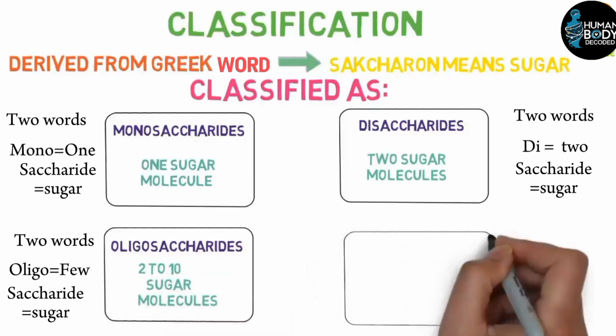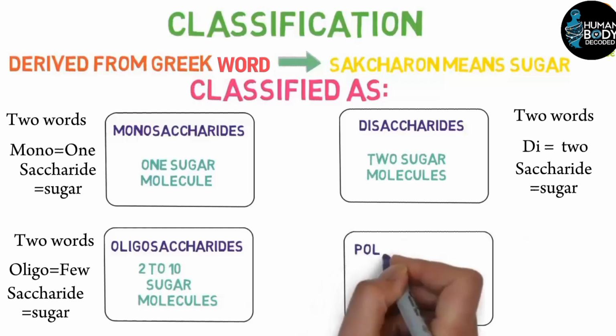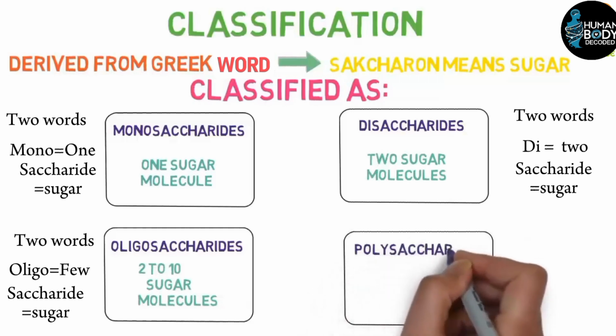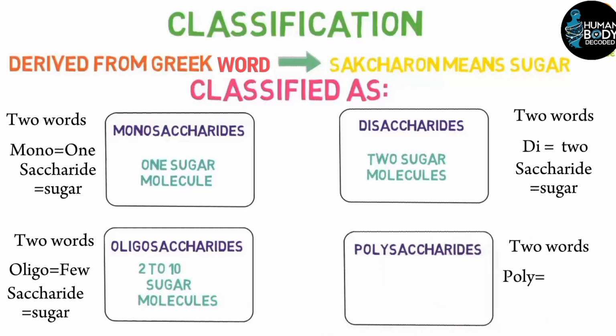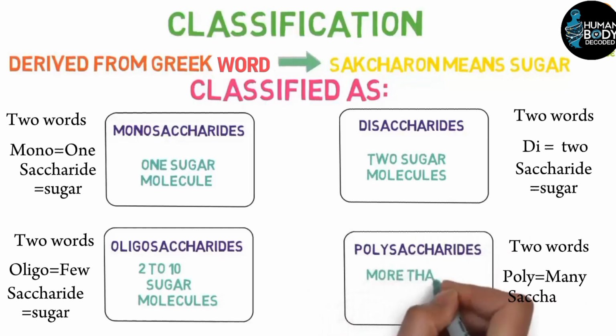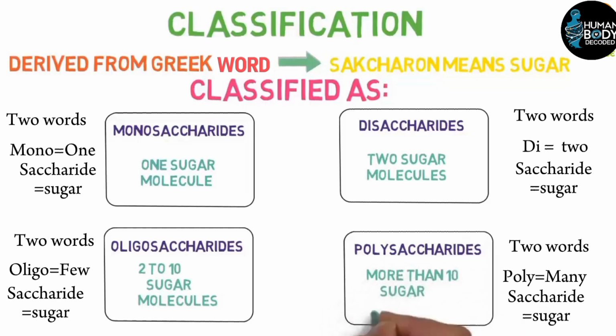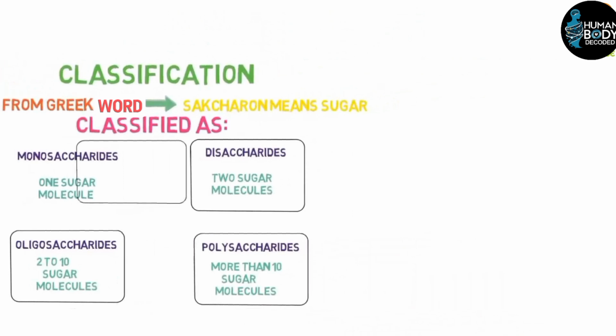The last classification is polysaccharide. It is made up of 2 words. Poly means many, and saccharide means sugar. When many sugar molecules combine, we call it polysaccharide. And here many means more than 10 sugars, because 2 to 10 sugar molecules are included in oligosaccharides. Let's move forward to study them one by one in detail.